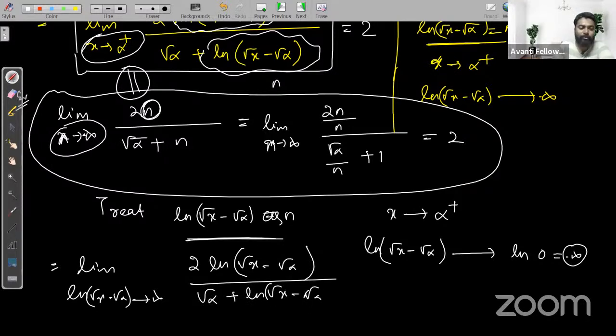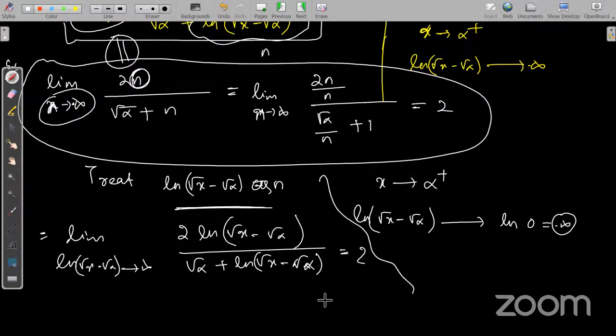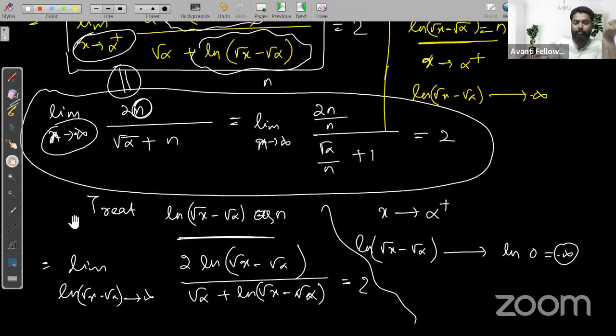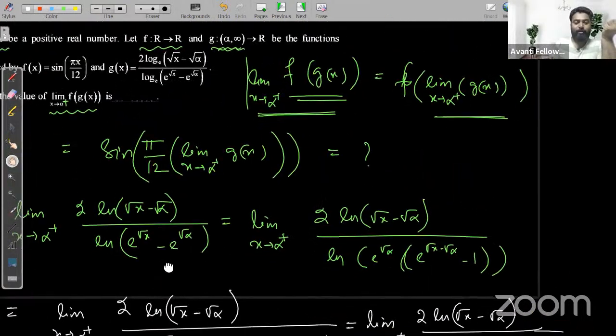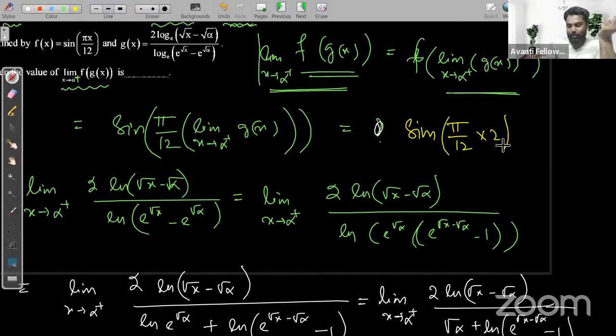Now what is the answer this will give you? 2 or not? Tell me. Now it is clear? Yes sir, clear. So the limit of g(x) when extending to alpha plus is 2. You are getting 2, right? So the answer will be sine of pi by 12 into 2. Yes or no? So the answer is 2 times sine of pi by 6.